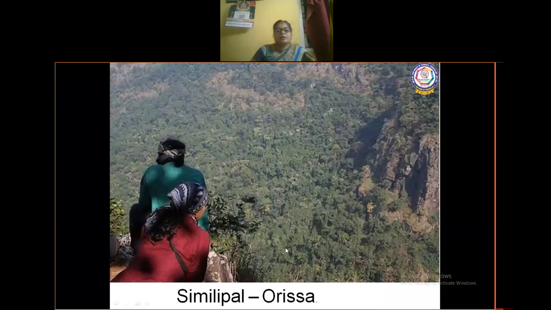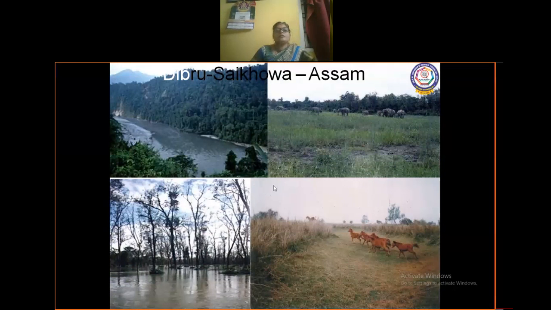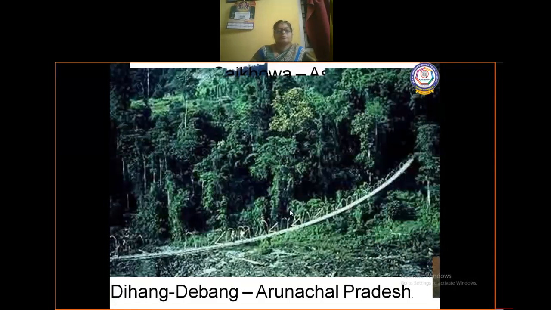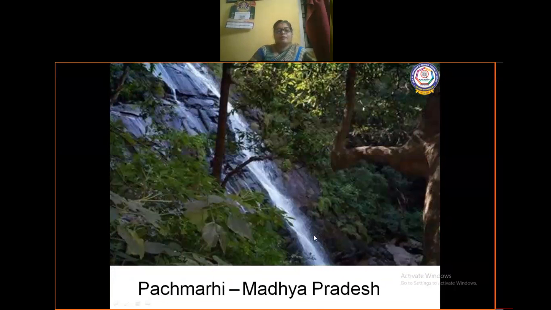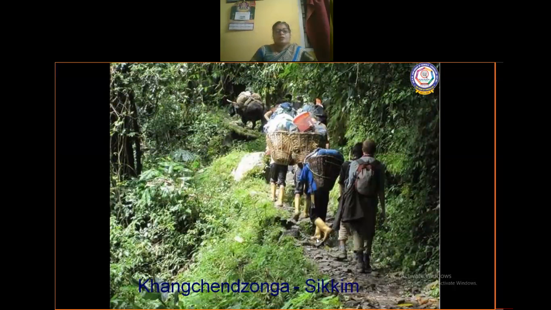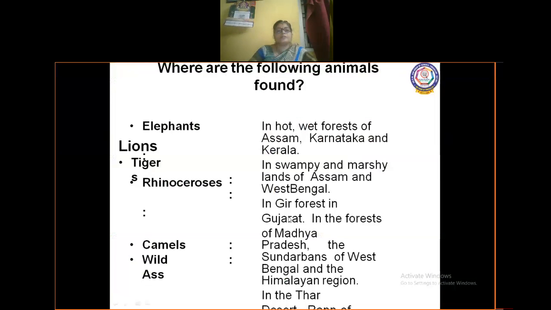Simlipal in Orissa. You can see the various vegetation and the wildlife in Assam, Dihang in Arunachal Pradesh, how thick the forests are and how the wildlife will be preserved. Panchmarhi in Madhya Pradesh. You can see the Sikkim. These all are the reserves.